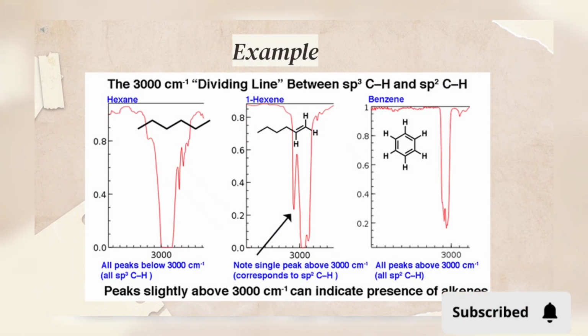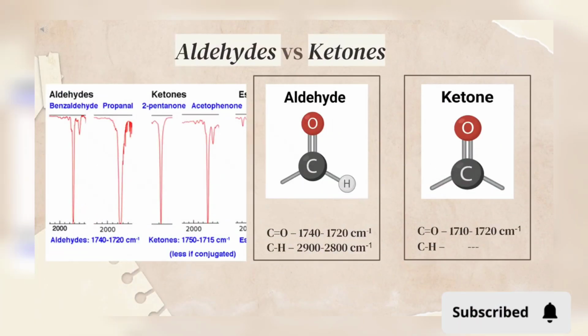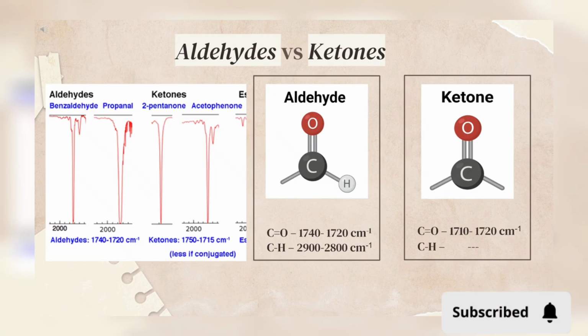Example. Spectrum of hexane, 1-hexene and benzene. Let's compare aldehydes and ketones by their IR peaks. Aldehydes. C=O stretching, 1740 to 1720 per centimeter and C-H stretching, 2900 to 2800 per centimeter. The aldehyde group has both carbonyl and C-H peaks, key for identification.